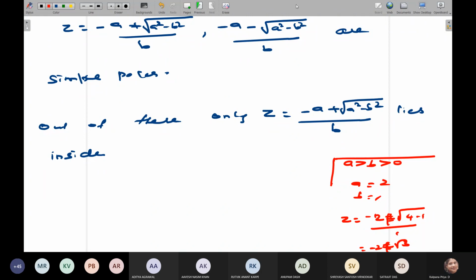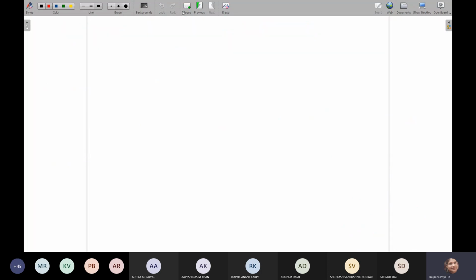Now, to make it easier, because finding the residue using the root of a squared minus b squared is very difficult, take z equals alpha and z equals beta as the singular points.